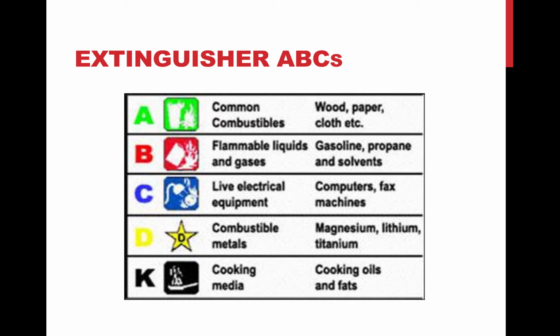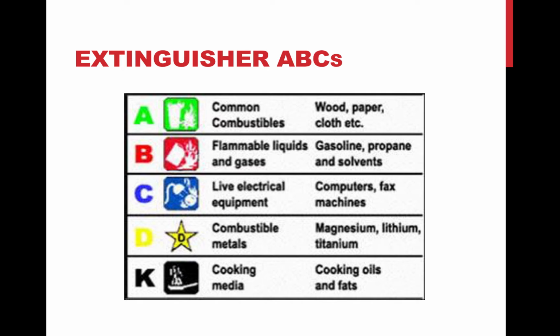There are a number of different types of fire extinguishers, and some cannot be used on the wrong type of fire. Type A is for common combustibles: wood, paper, cloth, etc. Type B extinguishers are for flammable liquids and gases, such as gasoline, propane, and solvents. Type C is for live electrical equipment, computers, fax machines, anything along that nature. Type D is for combustible metals, such as magnesium, lithium, titanium. Type K is for cooking media, like cooking oils and fats.